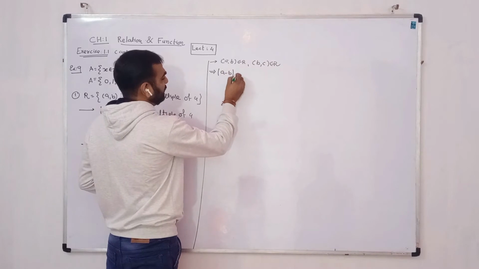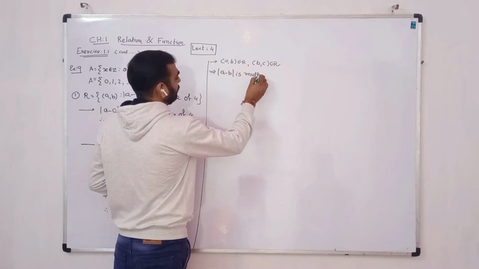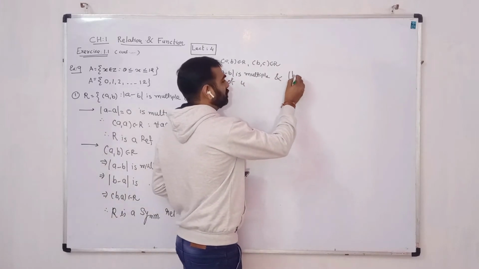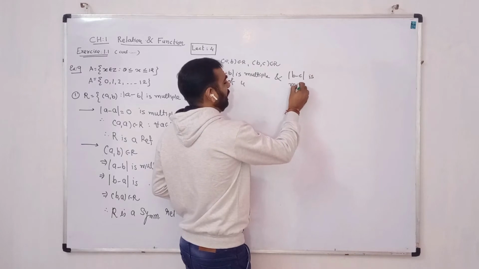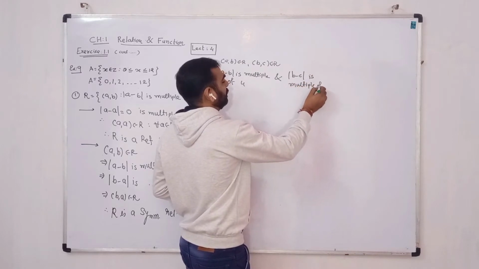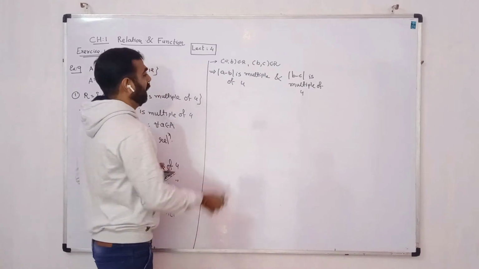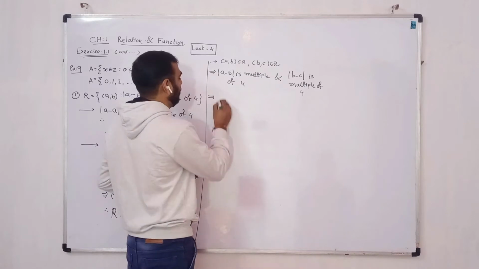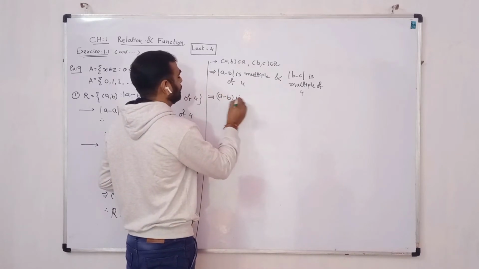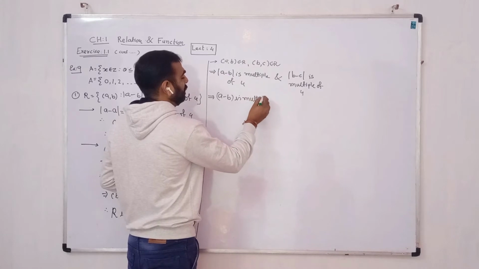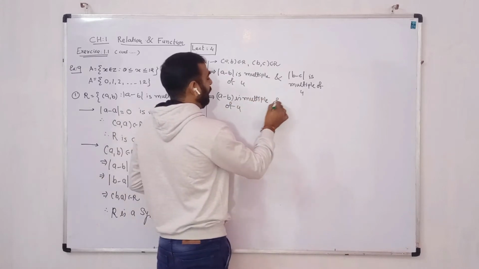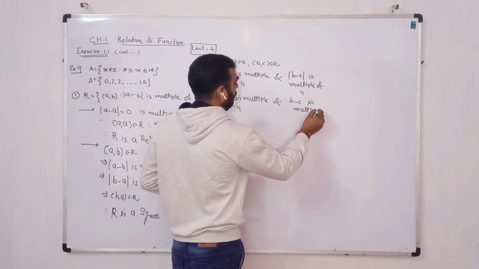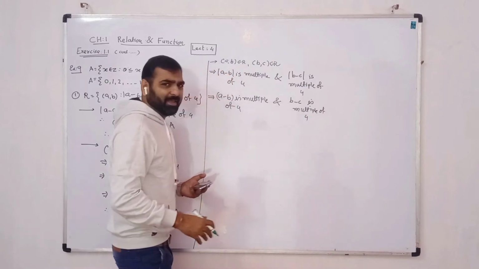That mod of A minus B is multiple of 4. And BC belongs to R का मतलब mod of B minus C is multiple of 4. Okay. अब मोड निकाल देंगे तो भी मल्टीपल ऑफ 4 तो रहेगा, प्लस और माइनस आएगा, इन शॉर्ट मल्टीपल ऑफ 4 तो रहेगा ही. So A minus B is multiple of 4 and here it is same as B minus C is multiple of 4.